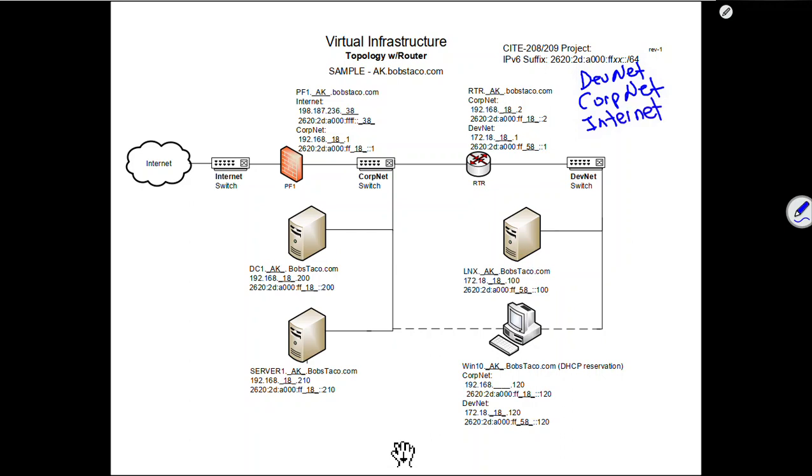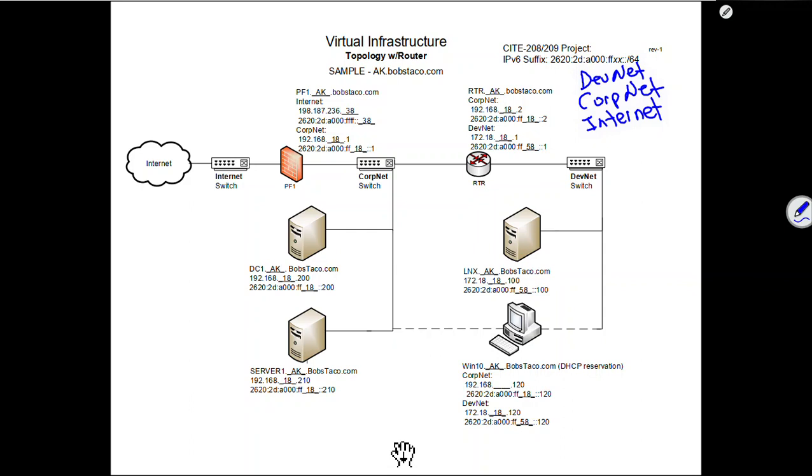Okay. Well, DC1 and Server1, they have local knowledge of CorpNet because they're connected to CorpNet. So there's nothing that we have to tell them about CorpNet. CorpNet is good. They're fine with CorpNet. Now, to get to DevNet, there's actually two choices that we can do here. One is we can let DevNet be treated as an unknown network. And as an unknown network, then DC1 and Server1 would use the default gateway.